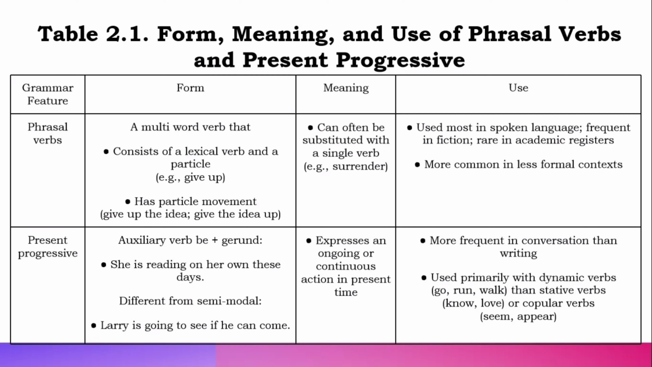The second one that we have is present progressive. It is a combination of verb be and a gerund. It expresses an ongoing or continuous action in present time. The most frequent use of present progressive is in conversation. It is most frequently used with dynamic verbs rather than stative and copular verbs.